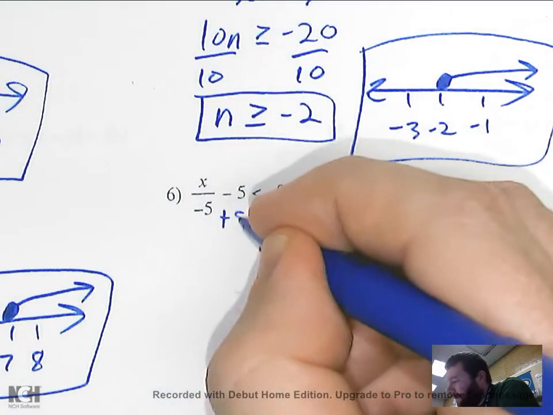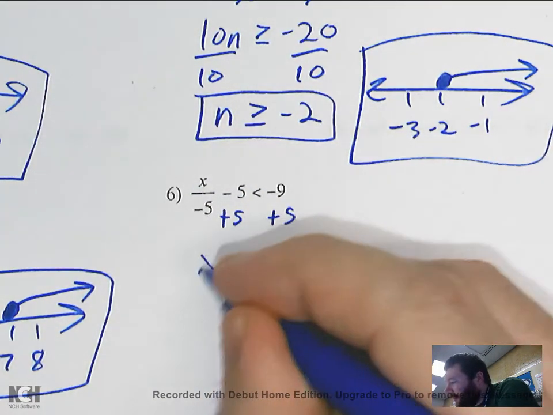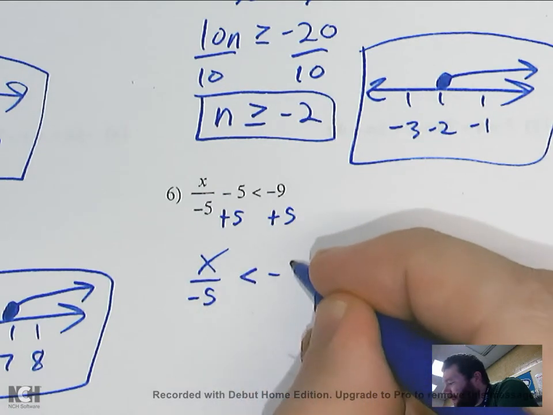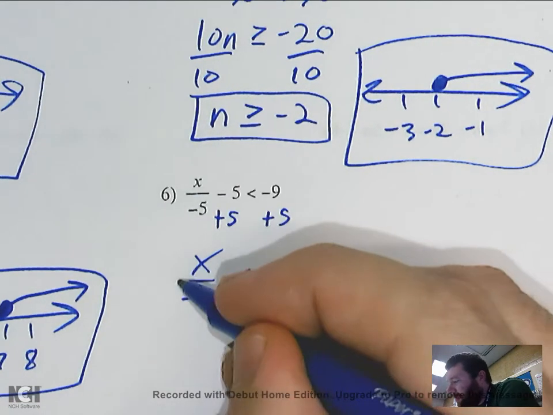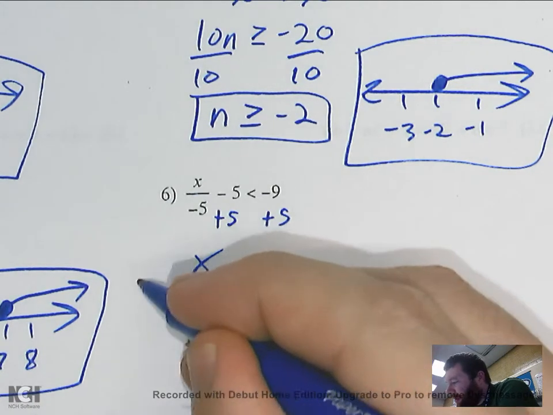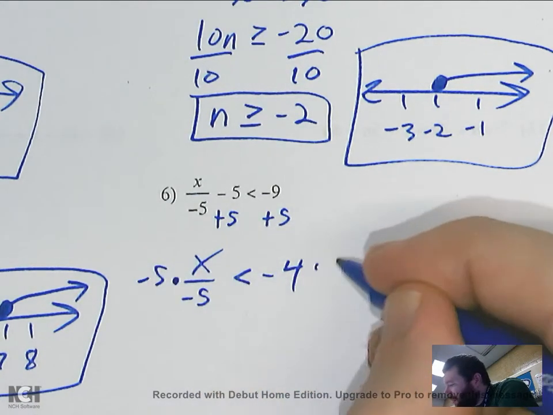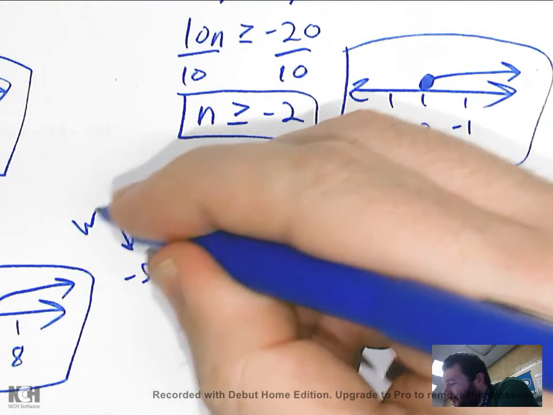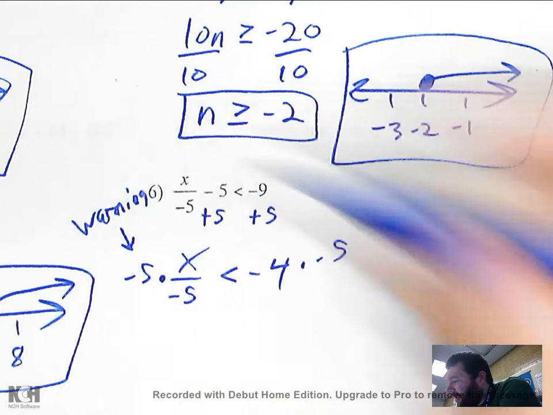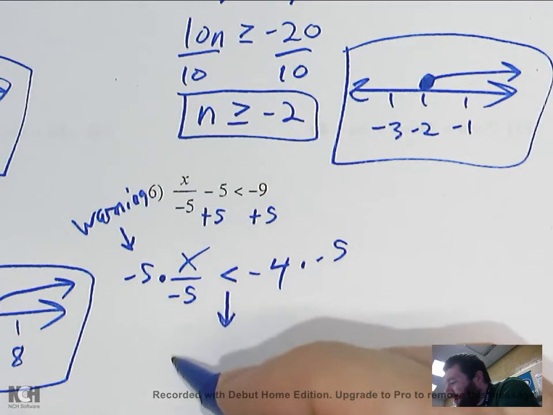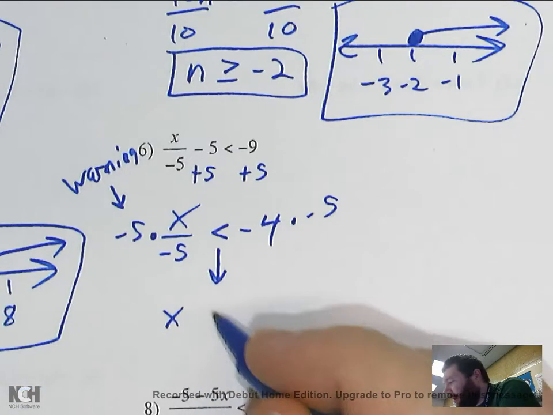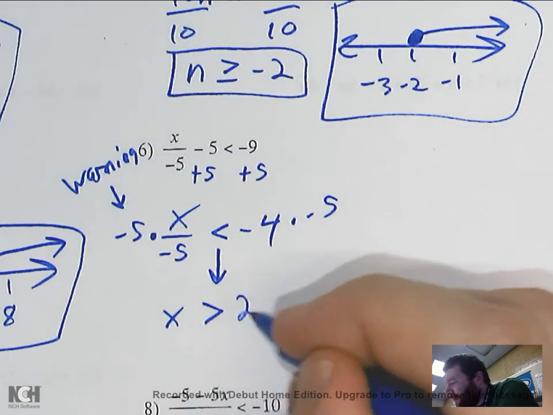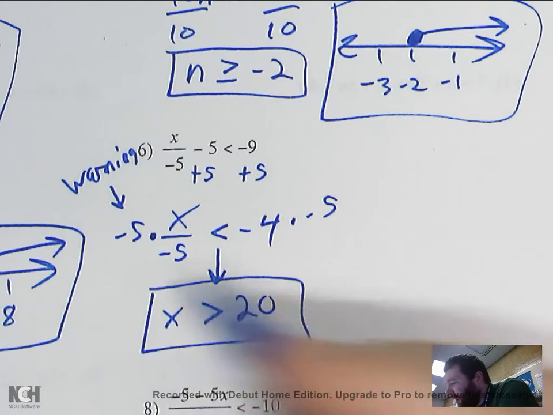So add 5 to each side. Gives me x over negative 5 is less than negative 4. Then I'm going to multiply, get rid of this creepy best friend, by negative 5. Now I'm multiplying by a negative to each side, so warning, gotta flip the inequality sign. So the inequality sign is going to flip around, it's going to eat the x, and negative 4 times negative 5 is a positive 20. So there is one answer.